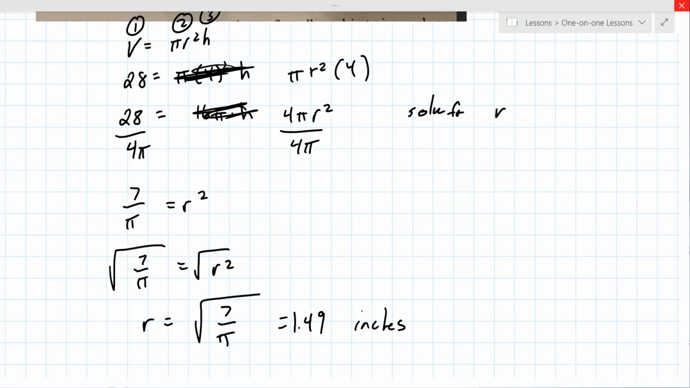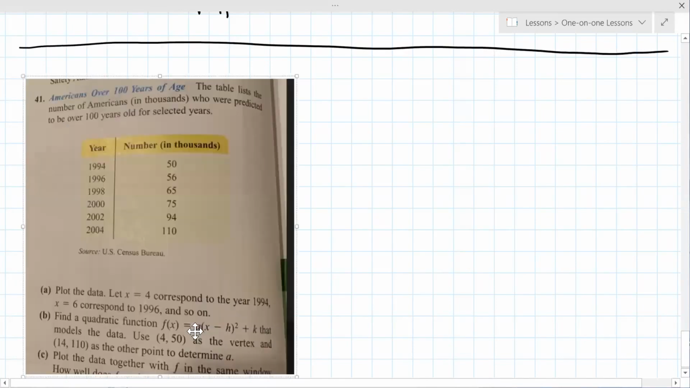The Americans over 100 years of age. Is that right? Yes. Okay. You said just part B. Yes. Okay. The reason is that's the only one you're probably able to do. They want you to construct an equation from this data set here. The problem is it's a little bit distracting because you only have a few pieces of information here.